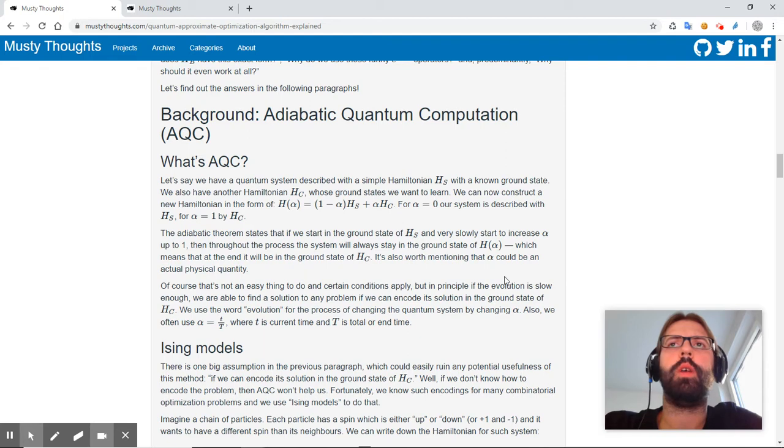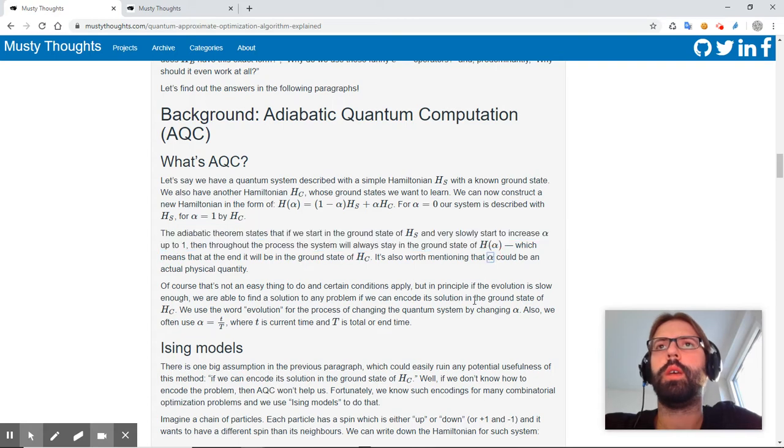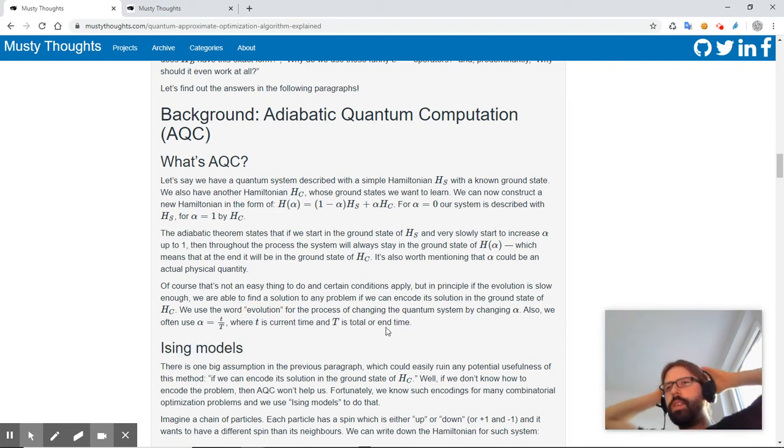It's also worth mentioning that alpha could be an actual physical quantity. Of course, that's not an easy thing to do and certain conditions apply, but in principle, if the evolution is slow enough, we're able to find a solution to any problem if we can encode each solution in the ground state of HC. We use the word evolution for the process of changing the quantum system by changing alpha. Also, we often use alpha equals t divided by T, where t is the current time and T is the total run time.